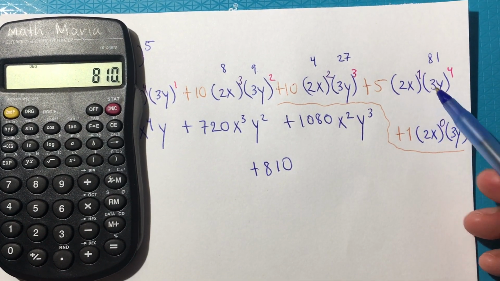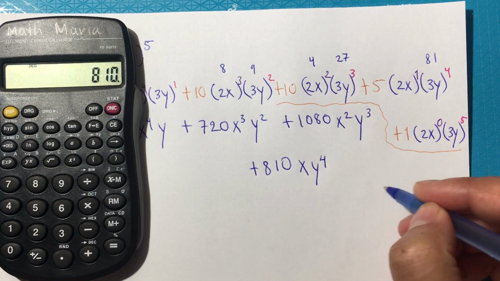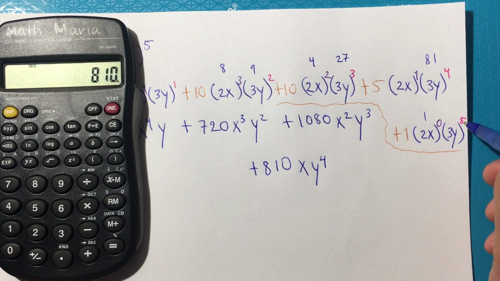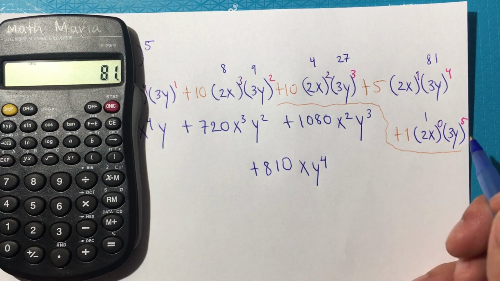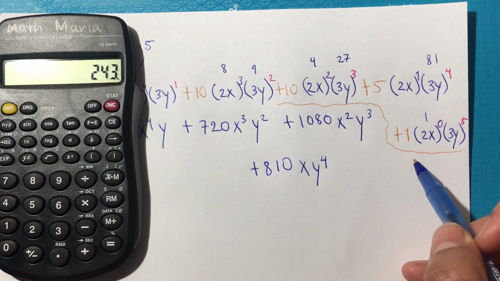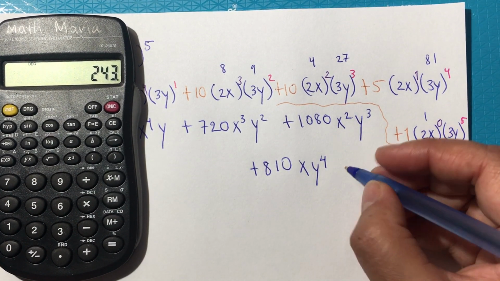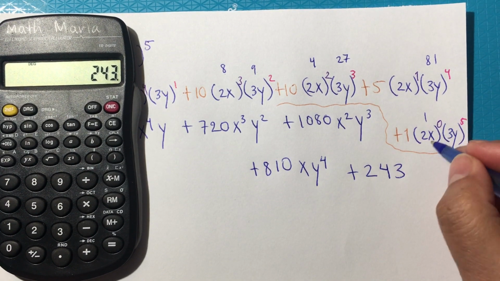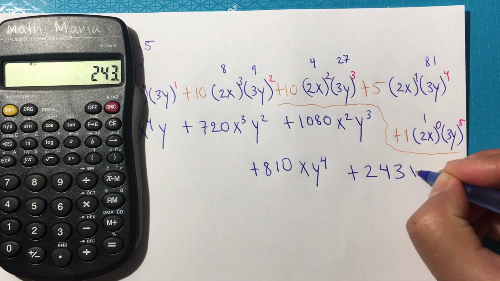For the x is just x, y to the 4th. And the last one, this becomes a 1. 3 to the 5th power is, well, we already know that 3 to the 4th is 81, times 1 more 3 is 243, times 1 is 243. And for the x, we don't have anything. X to the 0 is just 1, and y to the 5th power.